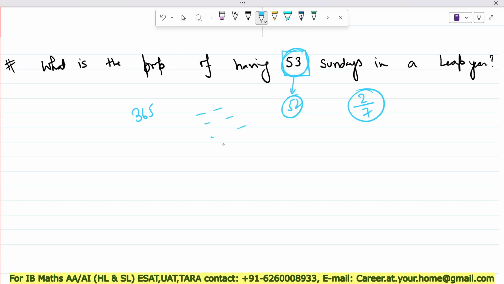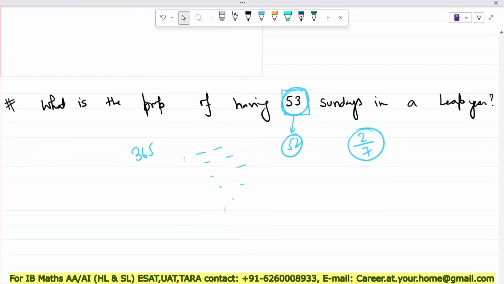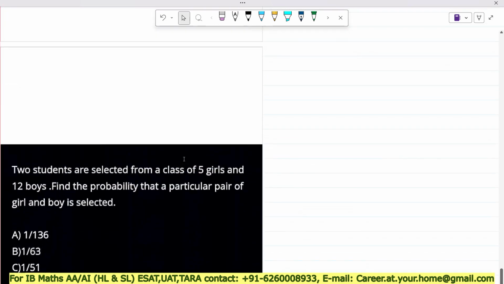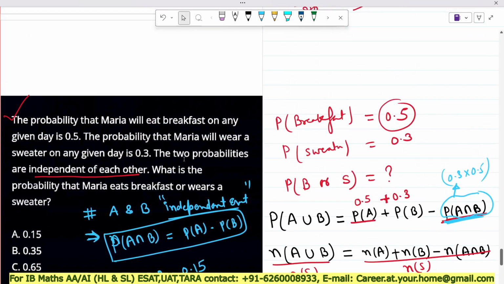Out of that, there are only two combinations which include Sunday: Sunday-Monday and Saturday-Sunday. So that's why it's 2 out of 7. Yes. Very good. This one makes sense.